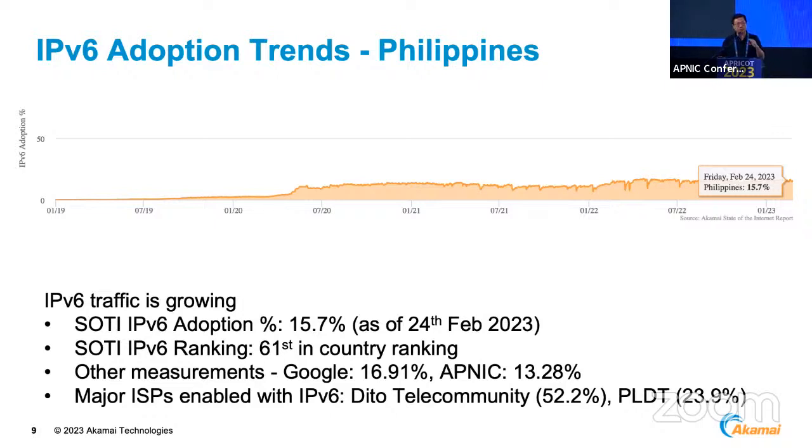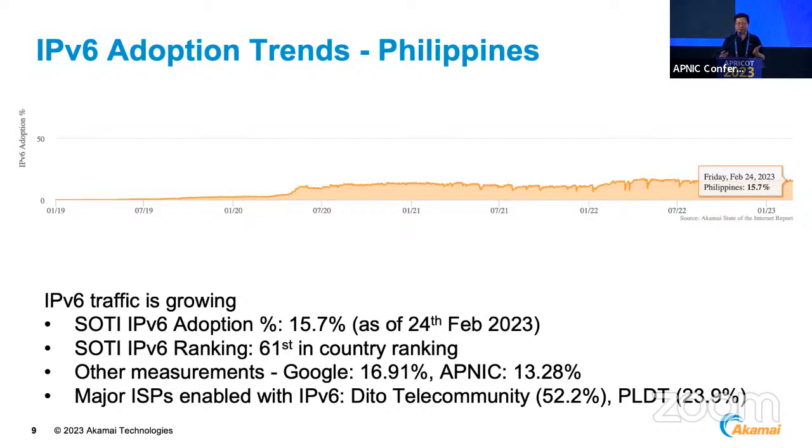The way that we observe IPv6 adoption is by IPv6 requests versus total requests. There are other measurements, so we can benchmark with Google and APNIC. They also do their own IPv6 measurement. Google measures 16.91% for the Philippines, and APNIC, we see 13.28%. Of course, this is because we measure differently with different measuring mechanisms, but you can have a reference on the Philippine IPv6.